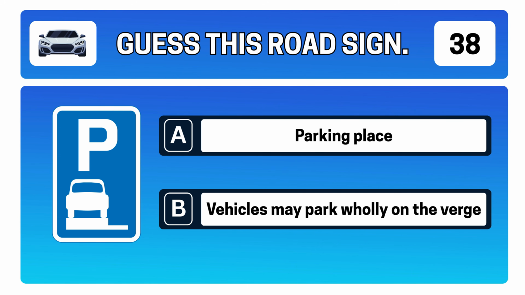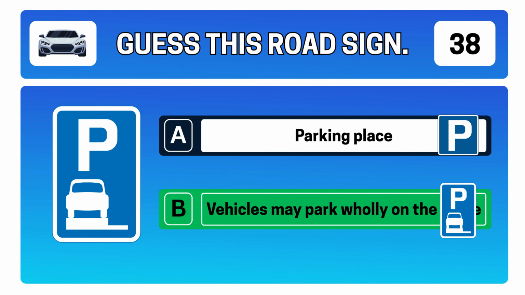Guess this road sign. A. Parking place. B. Vehicles may park wholly on the verge. Nicely done. This is the vehicles may park wholly on the verge sign.